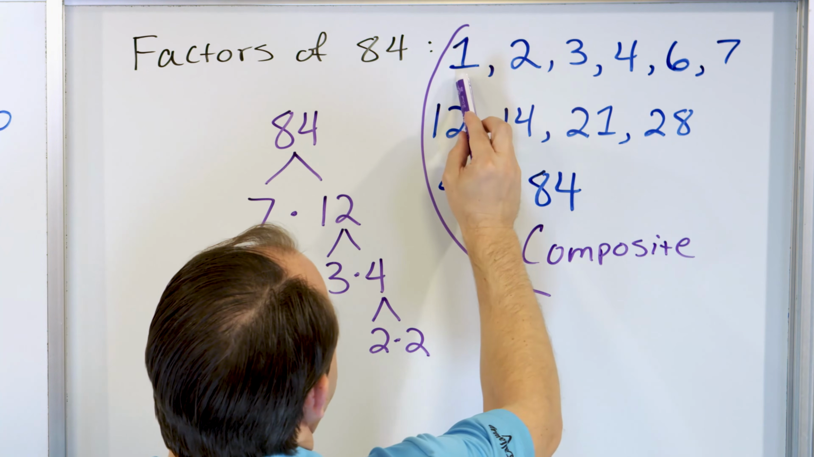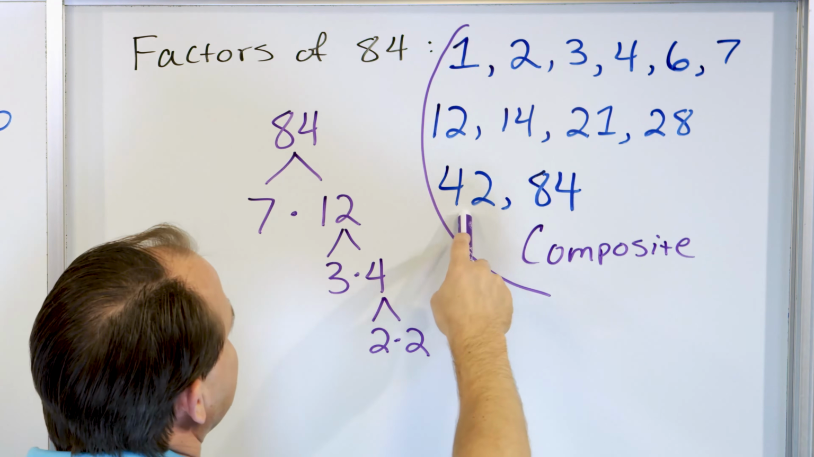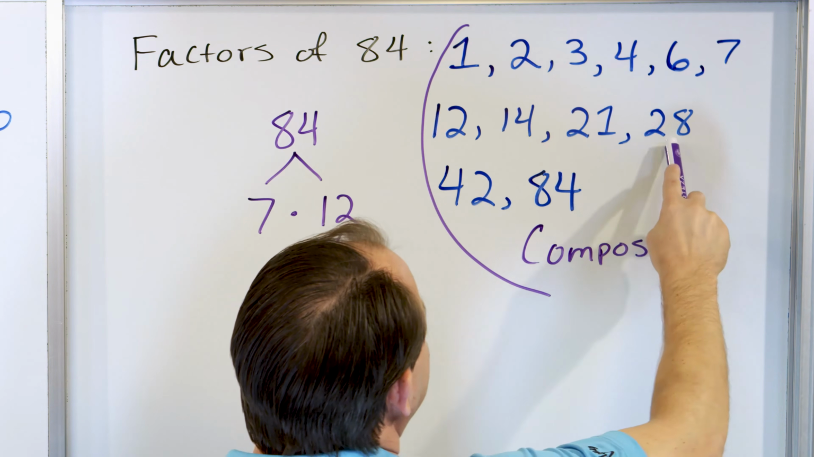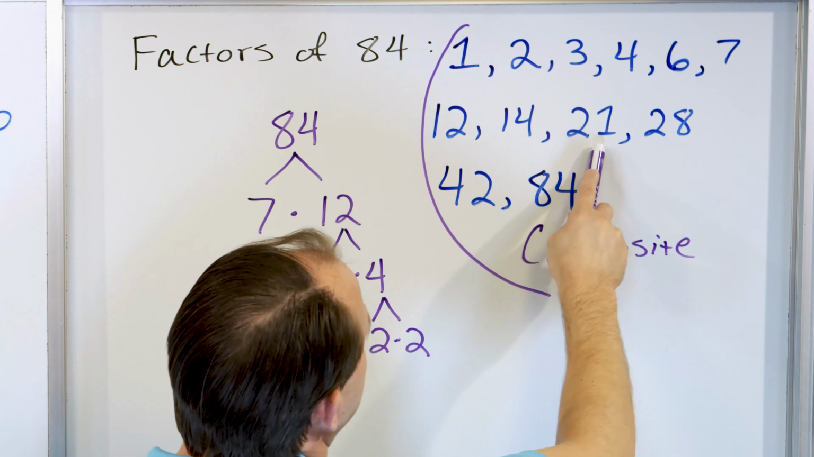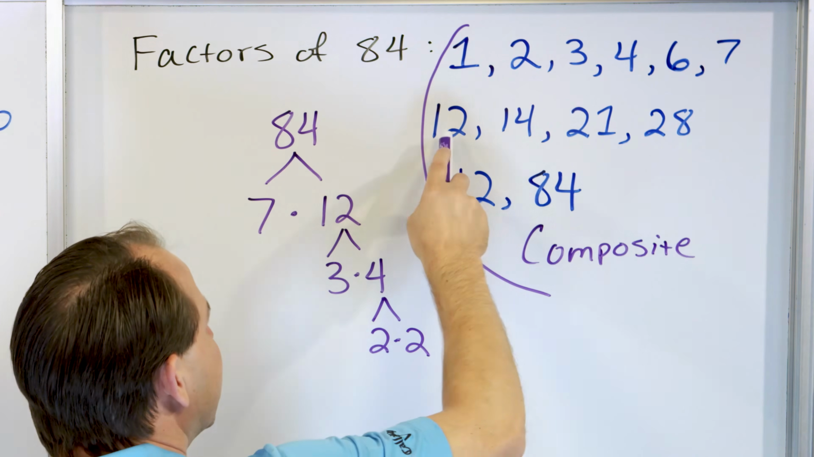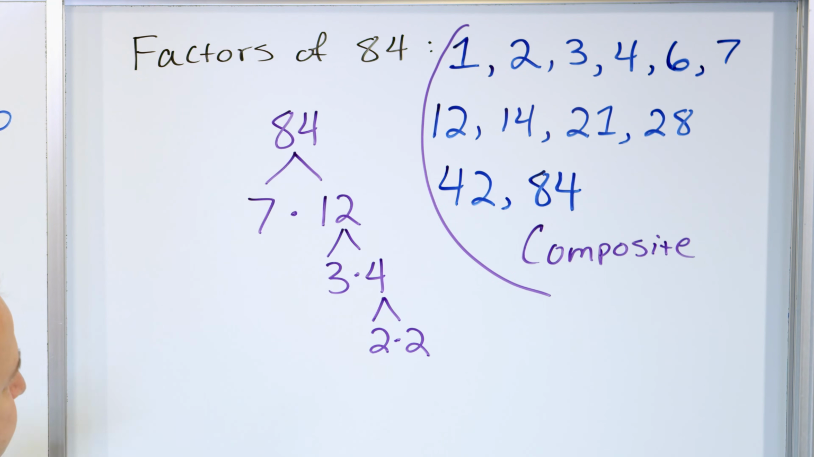We know this is a factor because 1 times 84 is 84. This is a factor because 2 times 42 is 84. This is a factor because 3 times 28 is 84. This is a factor because 4 times 21 is 84. And then we could go through the other direction and look at all the other ones and see exactly the same thing is the case.